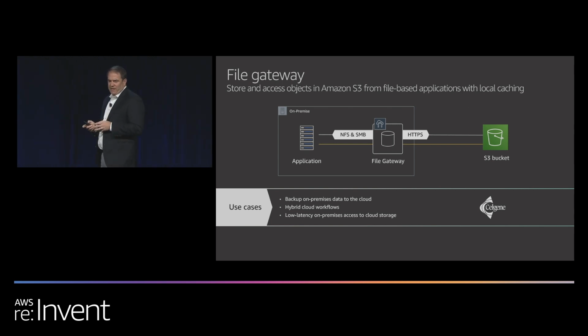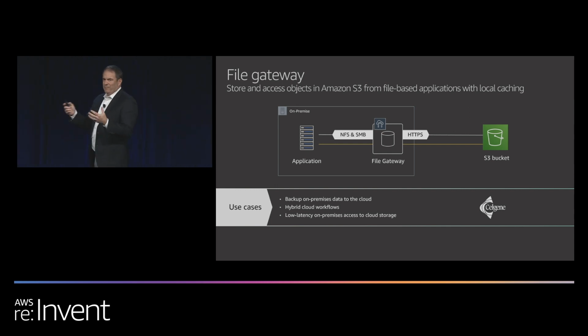So in the file gateway instance, you can access the file gateway through standard storage protocols such as SMB or NFS. And when you write to the file gateway, data gets translated to an object and gets stored durably within the S3 cloud, in the bucket of your choosing.